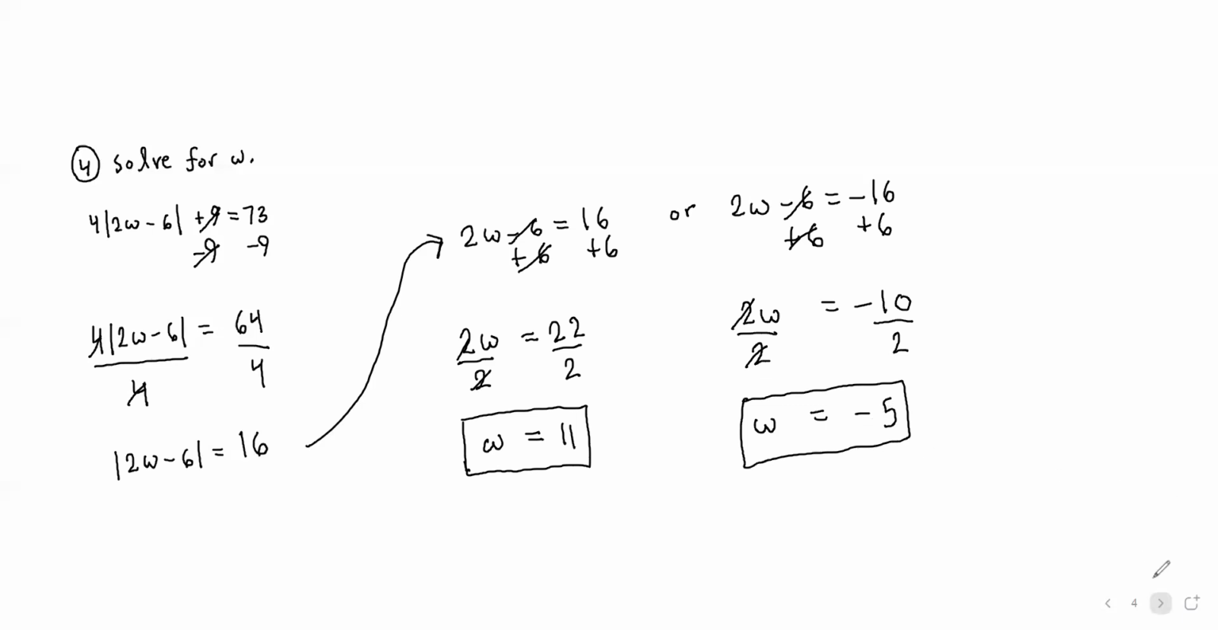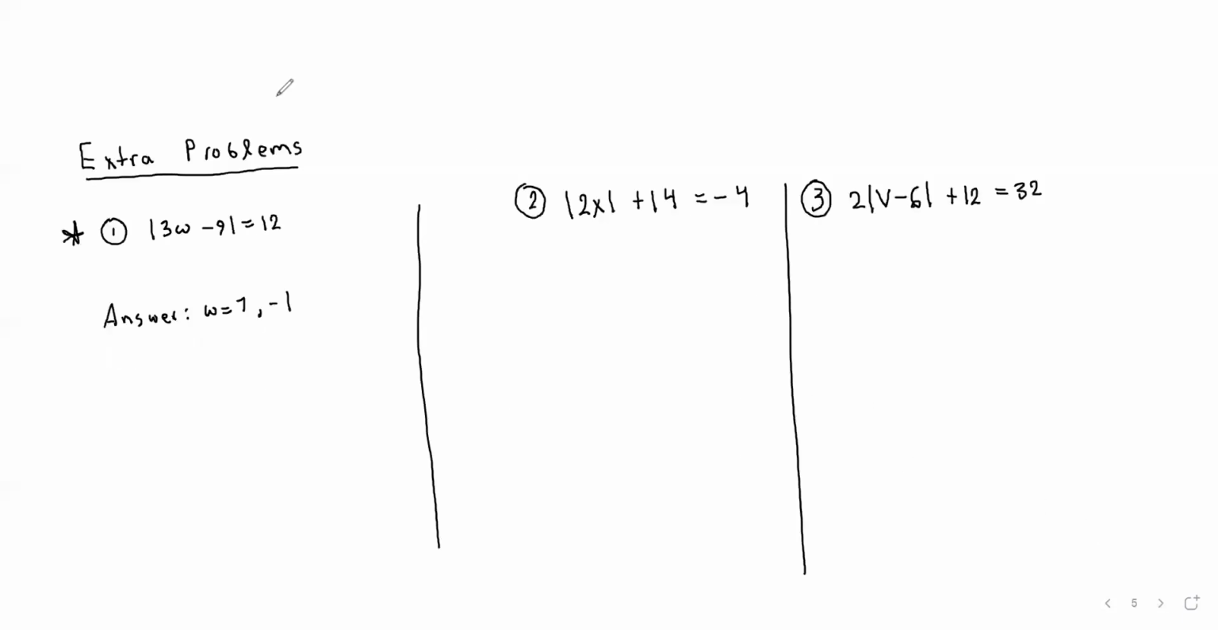Now I'm going to show you the problems I picked for the extra practice. I picked 3 problems today. This is going to be your attendance problem number 1. Solve for w. You have the equation absolute value of 3w minus 9 equals 12. I went ahead and listed the answers you'll get so you can be sure of them. Your answers should be w equals 7 and minus 1.